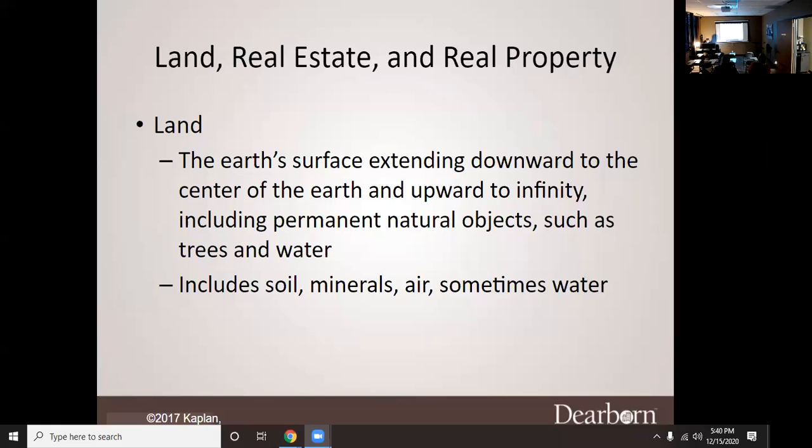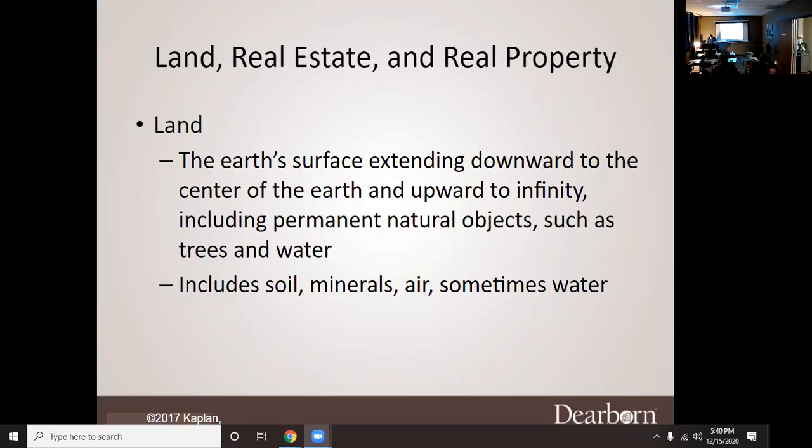All right. Now, coming back here, as we said, we're talking about the earth in this situation. We want to make certain that we have the earth's surface extending downward to the center of the earth and upward into infinity. Again, the key thing is that it is also a permanent natural object. Very, very key here. They have to be permanent natural objects that are involved.